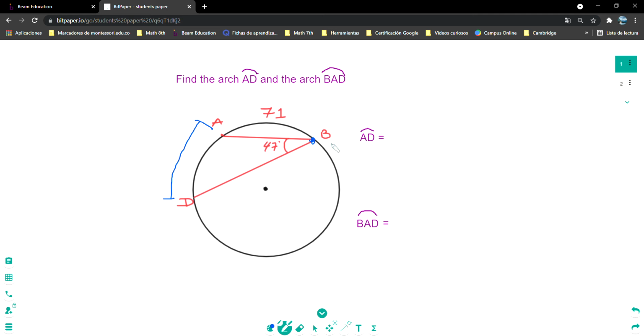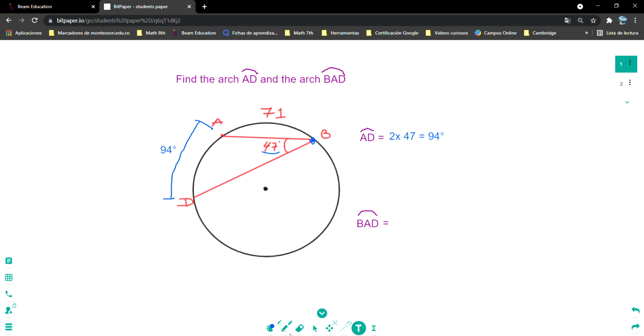And remember the formula to find the arc that forms an inscribed angle. We just need to multiply the angle by 2 to get the arc. All right. So if we just multiply 2 times 47, that will be 94 degrees. Okay. So this arc, the arc AD, will be 94 degrees. Okay. We already found this arc.